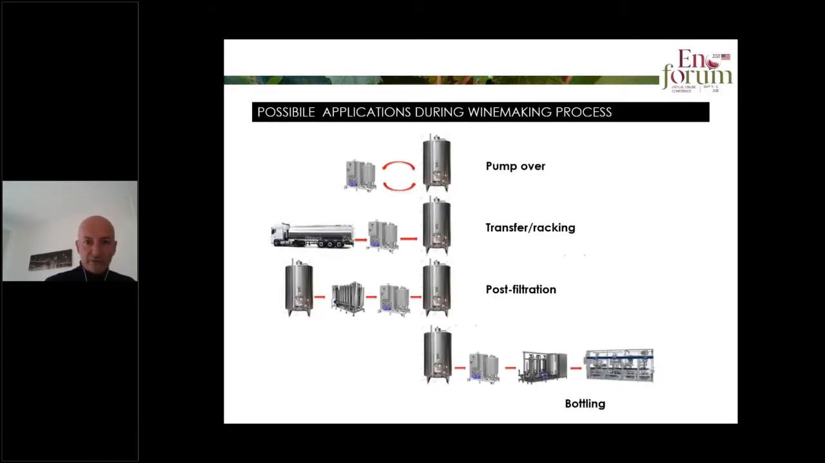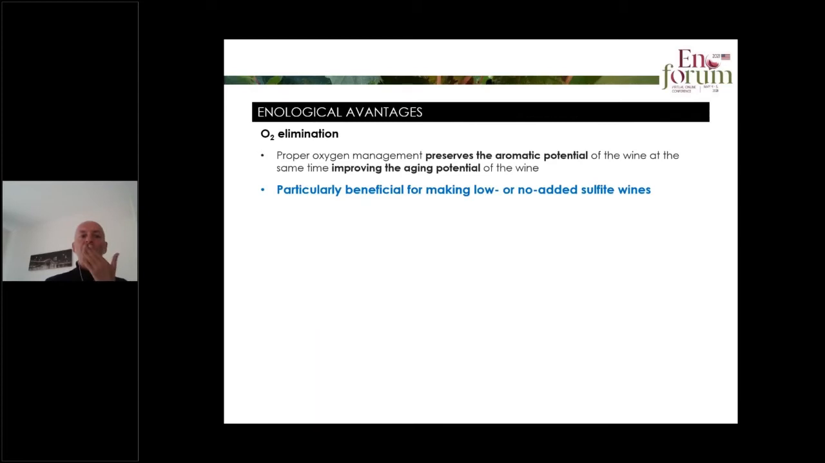Possible applications during the winemaking process. So we can use this machine at the step of pump over or the transfer racking, post-filtration, but especially before bottling, because the main goal before bottling is to reduce the oxygen concentration as much as possible. So what are the enological advantages of eliminating oxygen, for example, starting with oxygen?